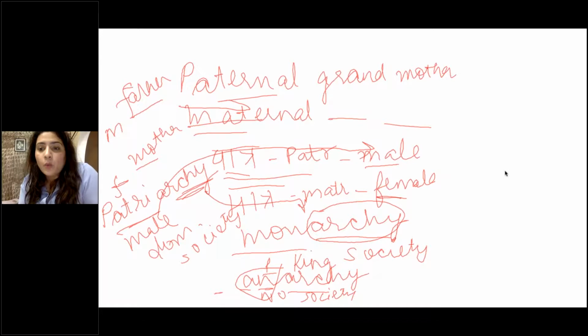So Paramveer is asking, what is the difference between monarchy and dictatorship? No difference. Dictatorship is a type of monarchy. Okay. All right.